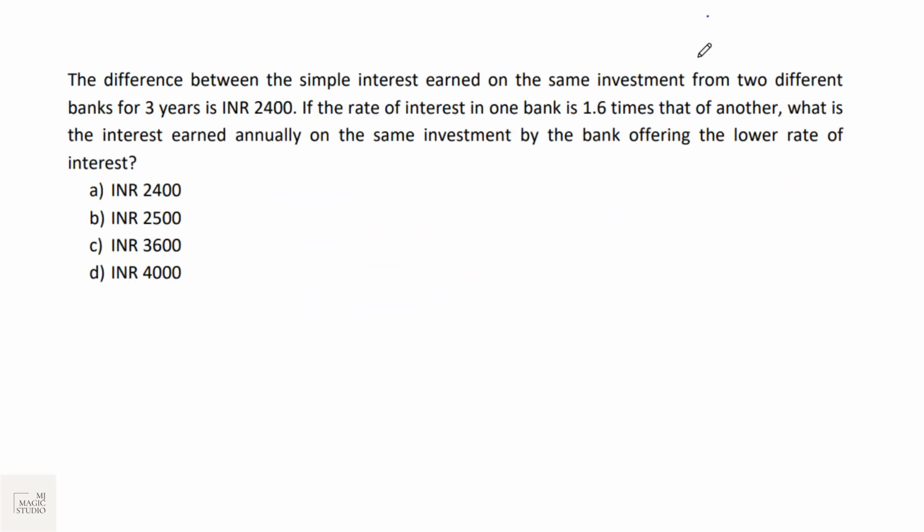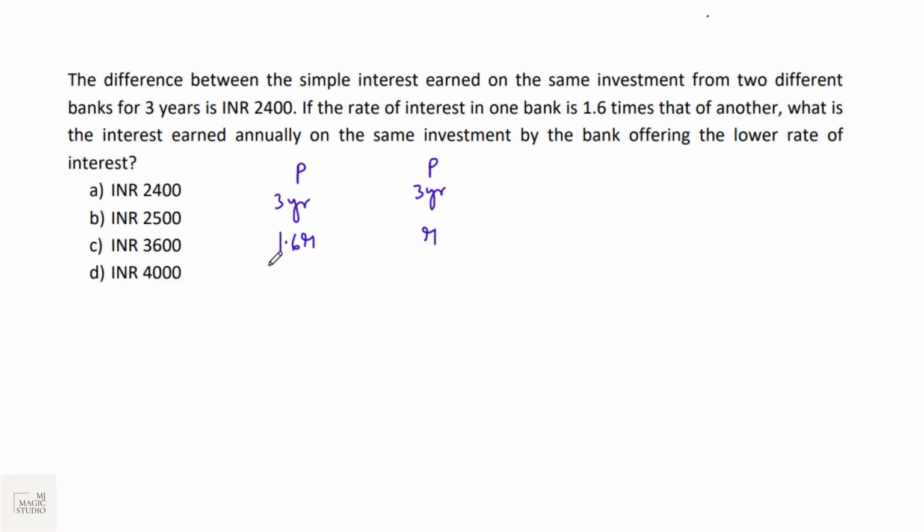A take on simple interest, give it a try. The difference between the simple interest earned on the same investment from two different banks for 3 years is 2400. If the rate of interest in one bank is 1.6 times that of the other, the rate is r here, it is 1.6r. What is the interest earned annually on the same investment by the bank offering the lower rate of interest?